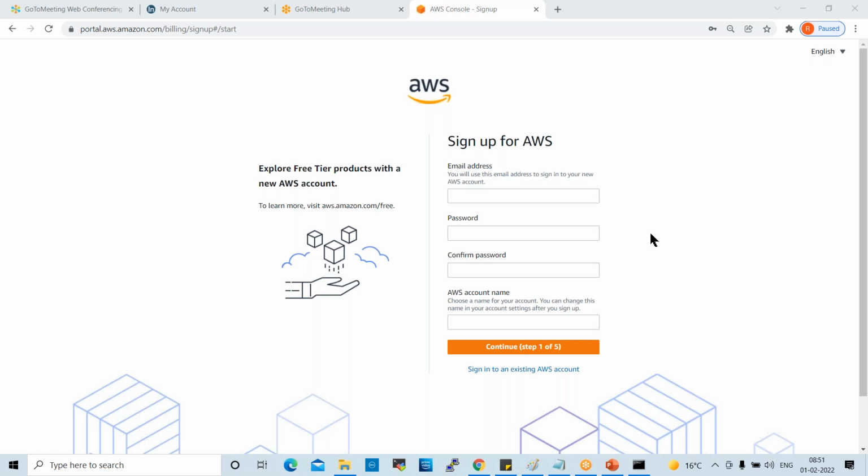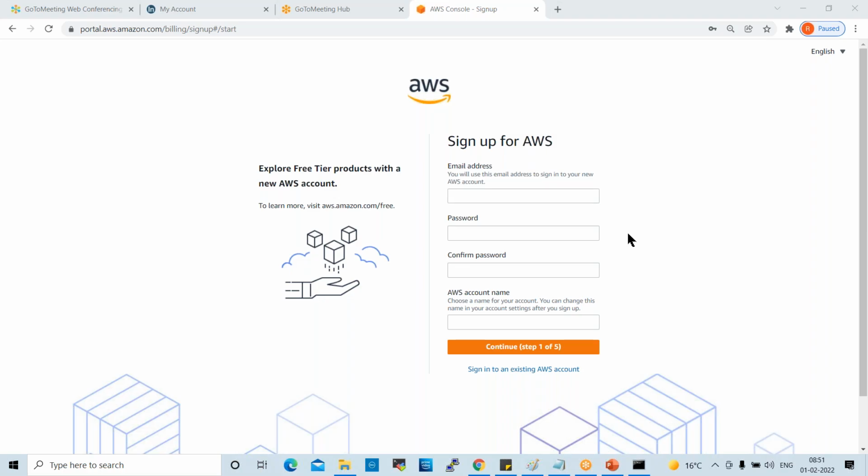IAM access means user level access. When you join a project, you will get one individual IAM account that we have to use, right? I'll show you that the IAM service is there, how to create an IAM account, and how to switch to an IAM account.